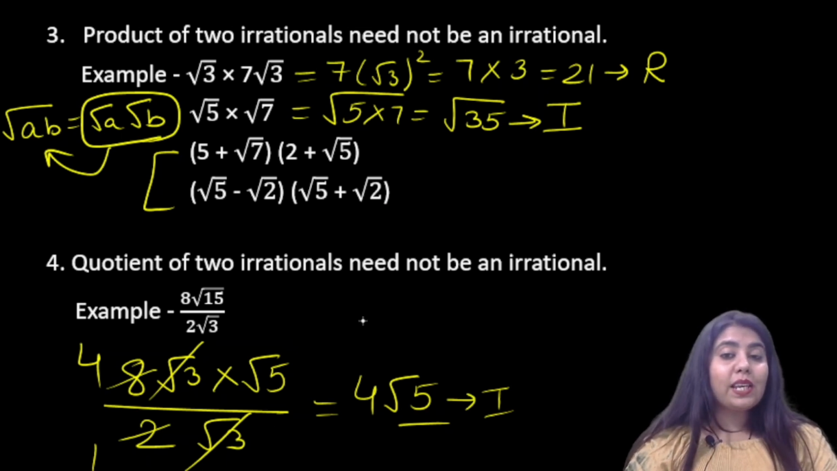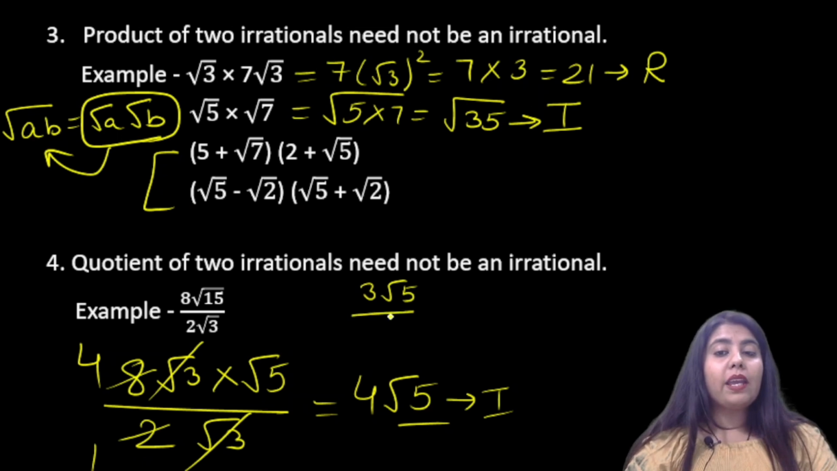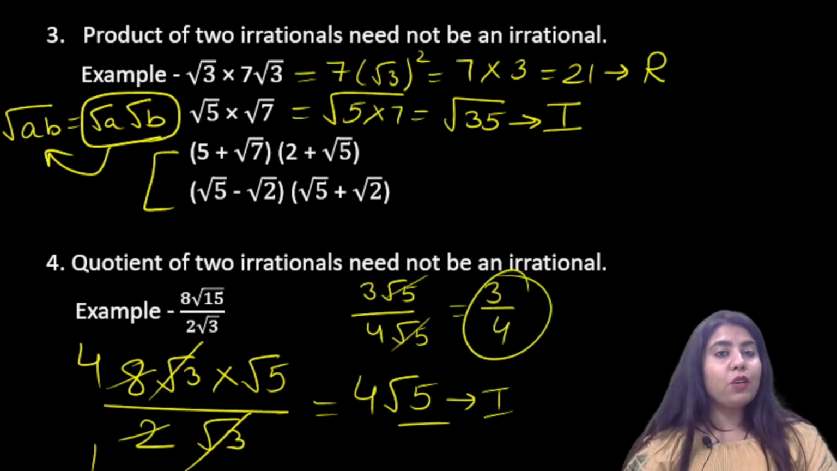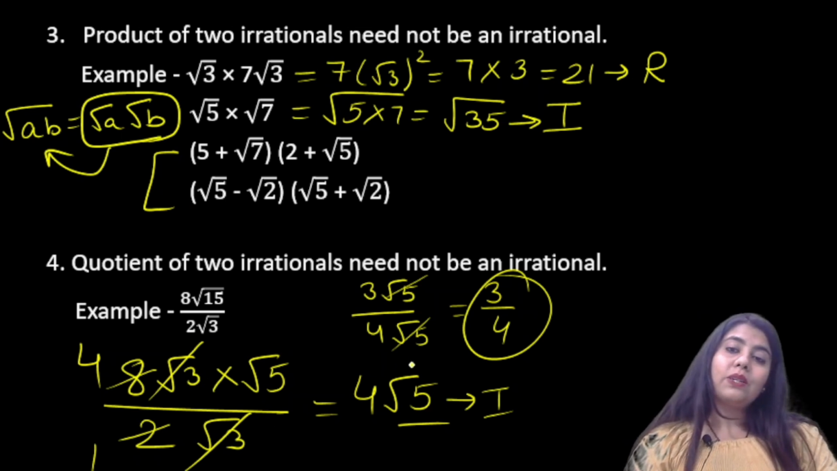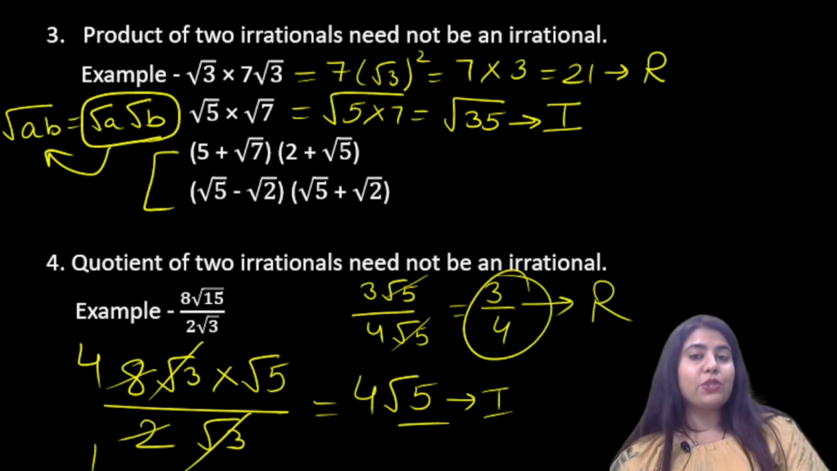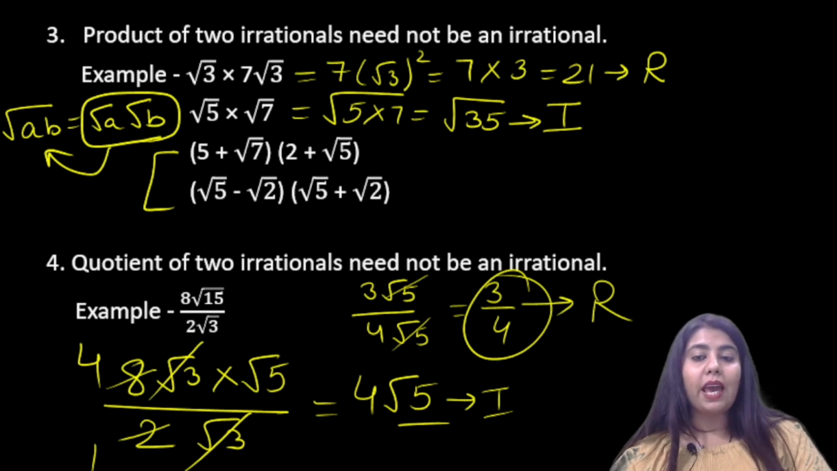But if we take an example like 3 root 5 by 4 root 5, then in this example we can cancel root 5 by root 5, and hence we will get the answer as 3 by 4. And 3 by 4 is p by q form, where p and q are integers and q is not equal to 0. So it is a rational number. So hence we can say that the quotient of two irrationals need not be an irrational. Clear?